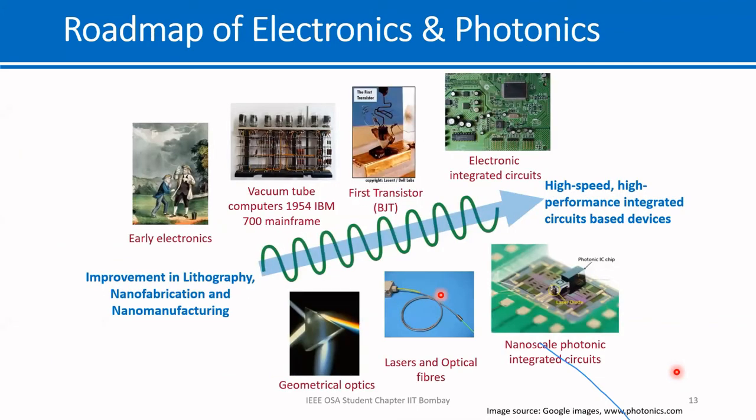To summarize, the roadmap of electronics and photonics looks like this. From early electronics to the electronic integrated circuits that we use commonly, it went through vacuum tubes and the transistors, and the improvement in a lot of scientific technologies led to this development. Similarly, from geometrical optics to lasers and optical fibers to nanoscale photonic integrated circuits, which we are trying to explore currently, we have also seen a growth in the photonic sector, which is set to increase even more because of all the applications that photonics enables.